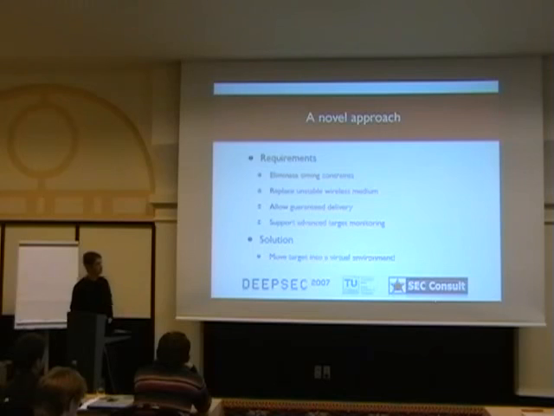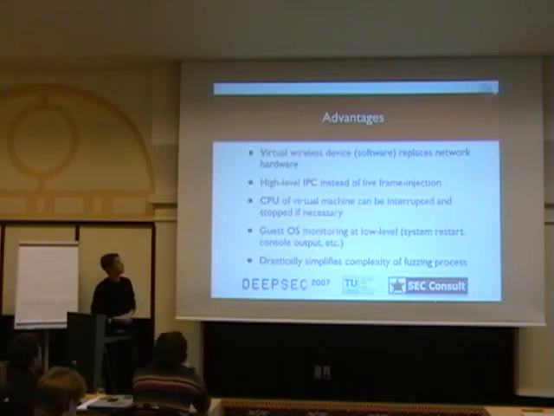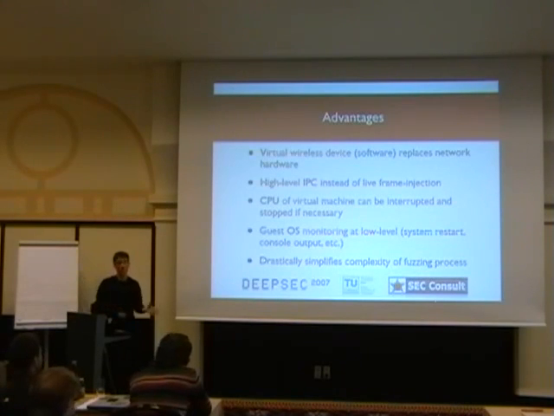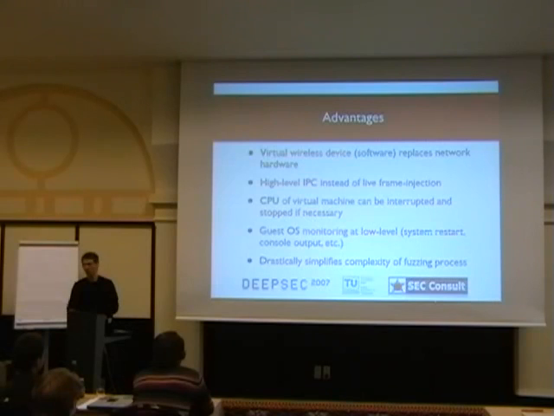And the solution was to move the fuzz target into a virtual environment, into a virtual machine. So why do we do this, and what are the advantages of doing so? Well, the first thing we have is our virtual wireless device, which is written in software. We have a virtual machine that's emulating a piece of hardware, and to be honest, this piece of hardware on our laptop is nothing else than a black box. We send something in, and we hope that something's coming out of it, but we have no idea what's going on. So since this virtual wireless device is a piece of software, we can use high-level inter-process communication to do the transmission, the injecting, and so on of our data.